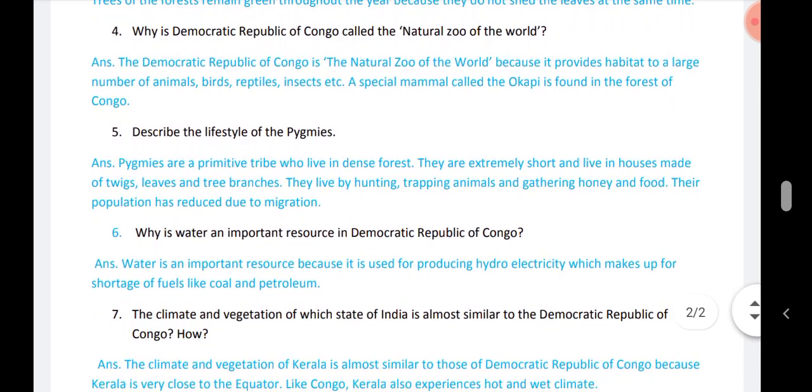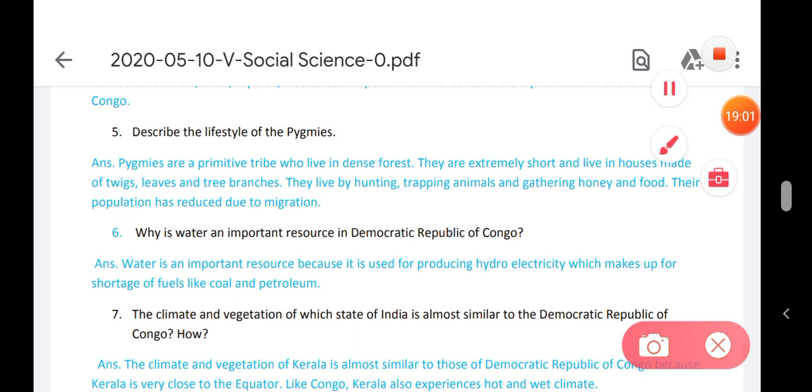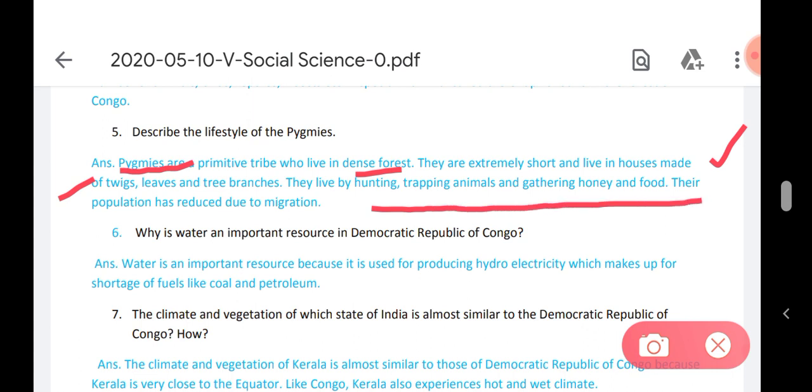Describe the lifestyle of pygmies. Pygmies are a primitive tribe who live in dense forest. They are extremely short and live in houses made of twigs, leaves and tree branches. They live by hunting, trapping animals and gathering honey and food. Their population has reduced due to migration.